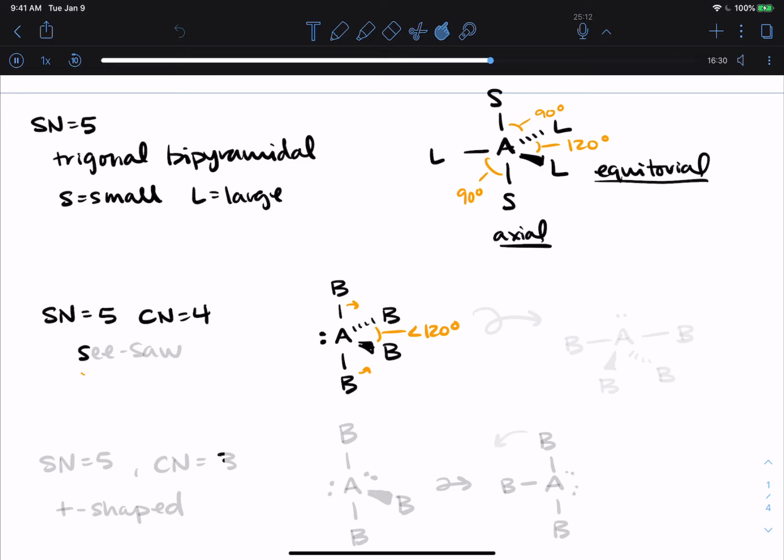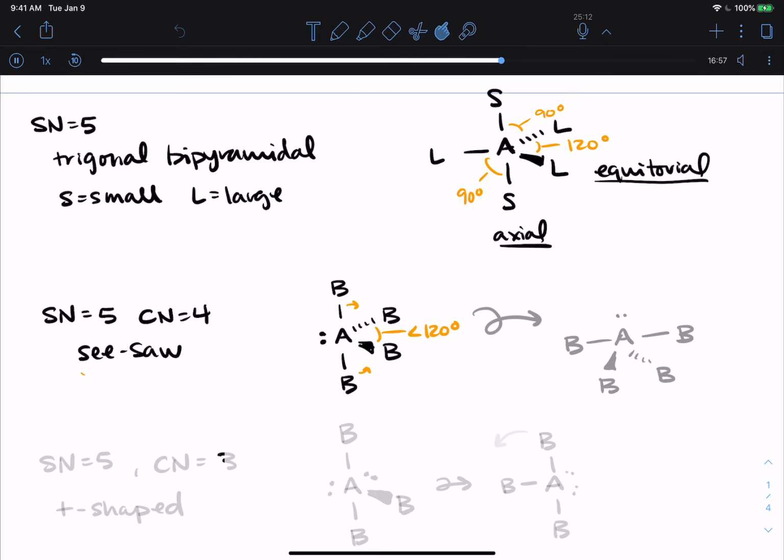And the reason it's called seesaw is because if you were to take this and tip it over, so we could rotate this picture in space, and if I do that, it looks like a seesaw that you might see on the playground.